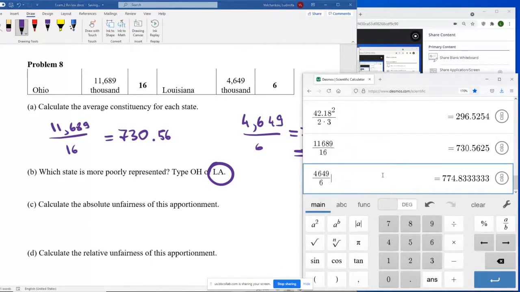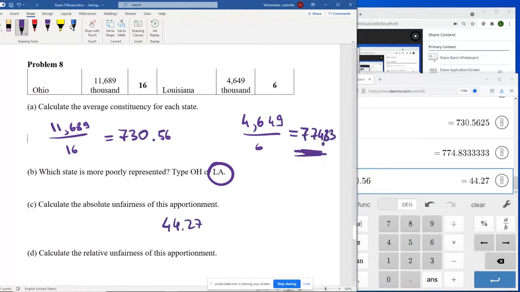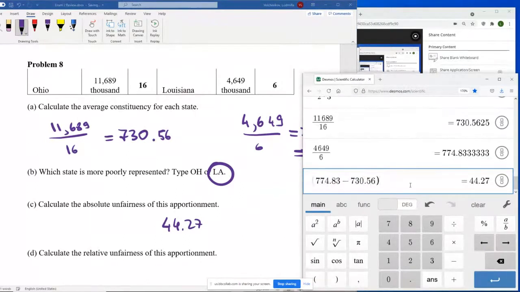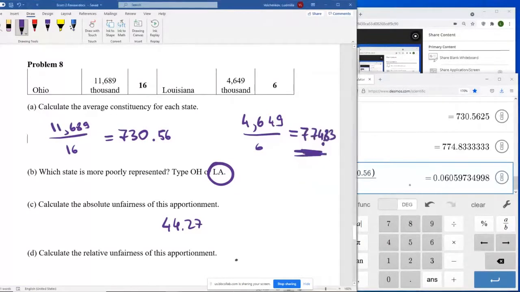Absolute unfairness is the difference of these numbers. So 774.83 minus 730.56. The absolute unfairness is 44.27. Relative unfairness, we take the absolute unfairness and divide by the smallest constituency, 730.56. Okay, and it will tell you how to round. I think you must keep 4 digits: 0.0606. So we round as usual. After 5, we have 9 in the number, so we round up: 0.0606. Some state unfairness is so small that we need 4 digits to show them.